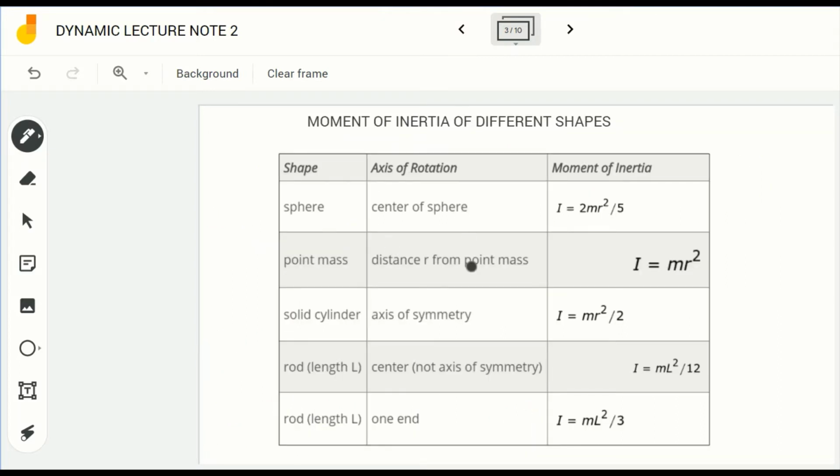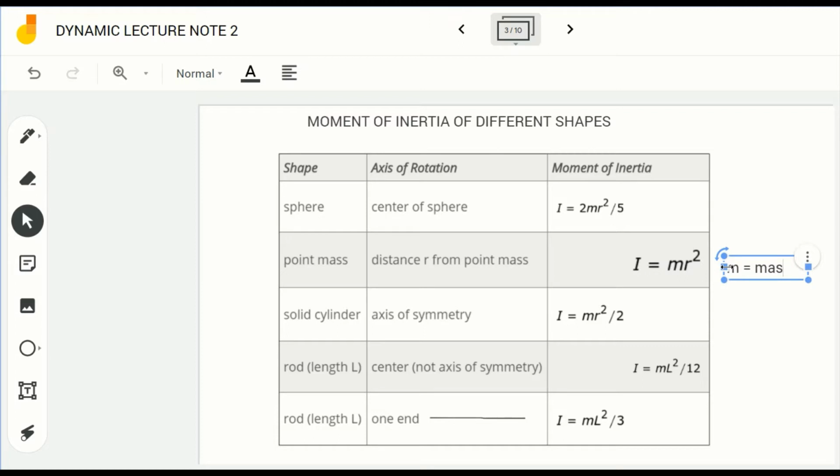Now, what you see here on your screen are the moments of inertia for different shapes. Different shapes have a moment of inertia. All right? So you can see right here that the moment of inertia for a rod which is rotating at one end is ml squared over 3. The m here is the mass of the object, while the L is the length of the rod. Okay?